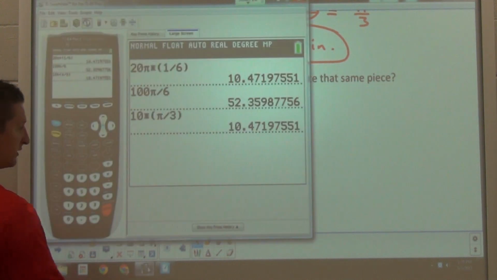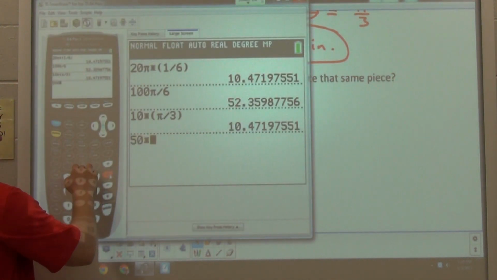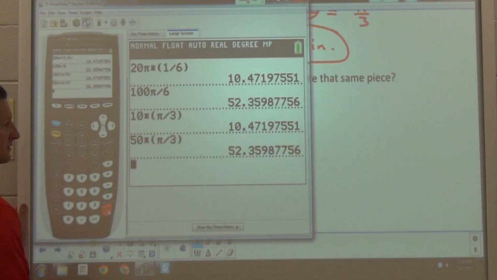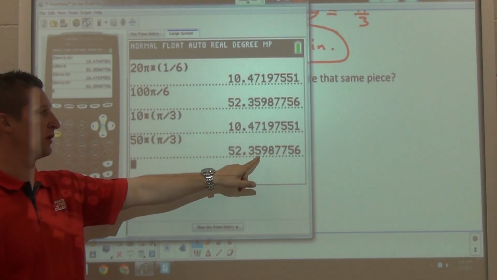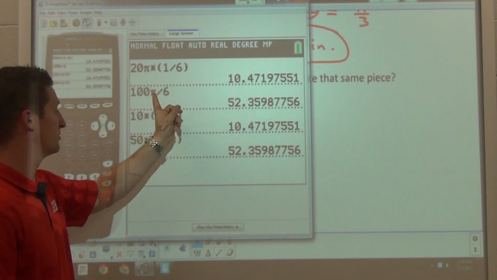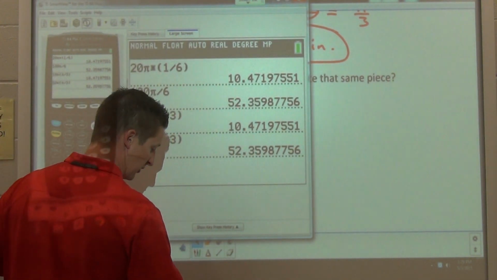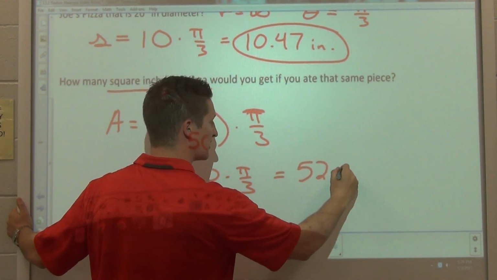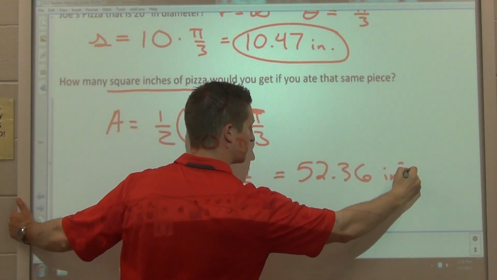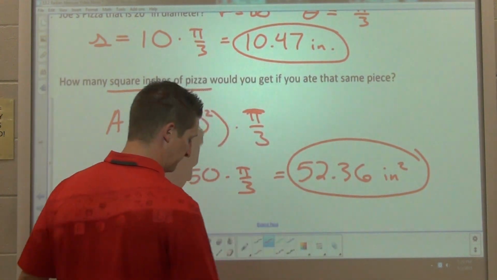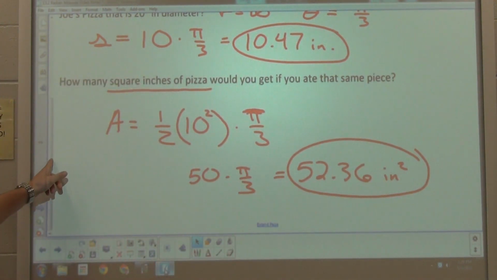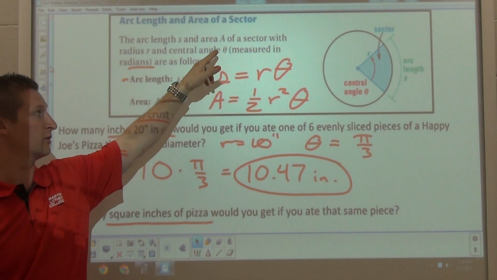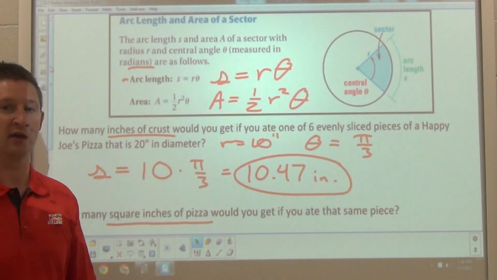So on the calculator, 50 times, parentheses, pi over 3, close parentheses, hit enter. The same 52.36 number we got when we used the formula up above. So 52.36 is the number of square inches of pizza that I get to eat. So those formulas will help us find the arc length and area of a sector if we are working with central angles measured in radians.